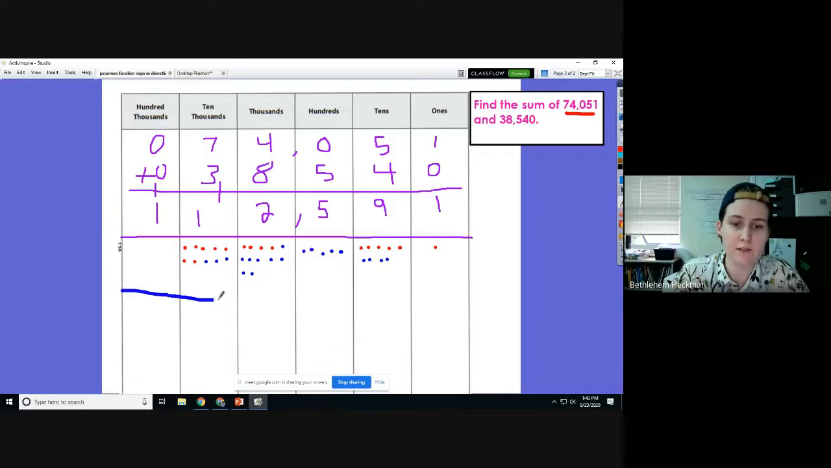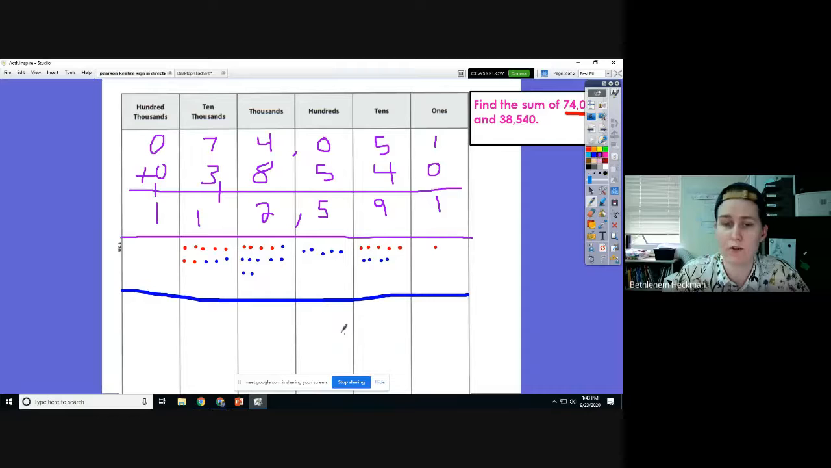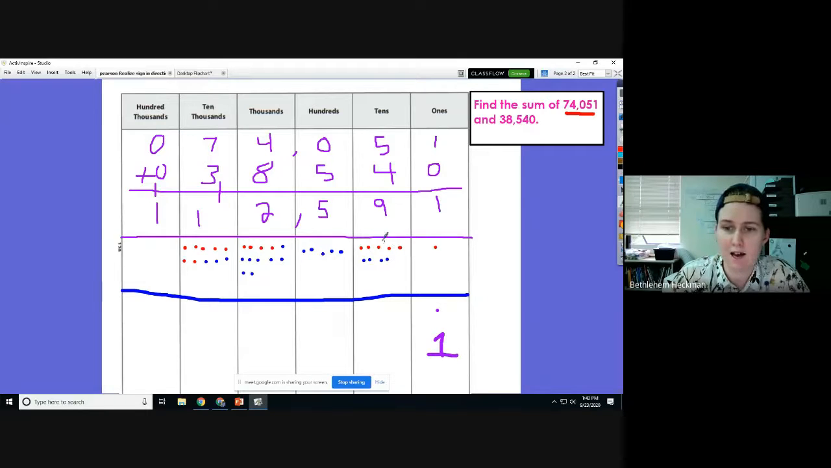So now I'm just going to go ahead and put these dots all together. And since blue and red make purple, I'm going to go ahead and do this with a purple pen. So all together in the ones place, I've got 1 dot. I can do it in numbers and dots. Here, I have 9 dots. I've got 1, 2, 3, 4, 5 hundreds.